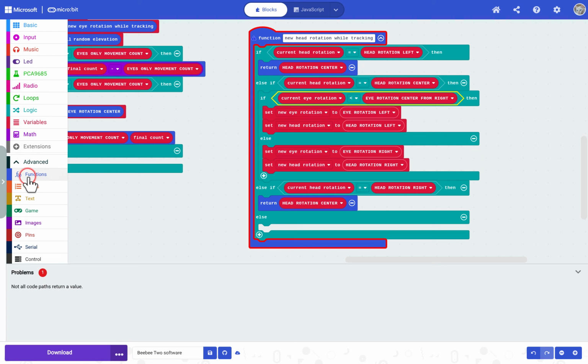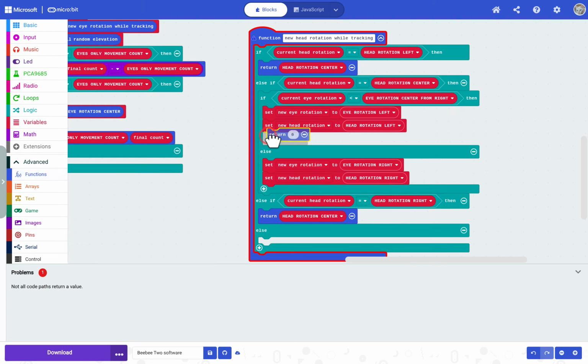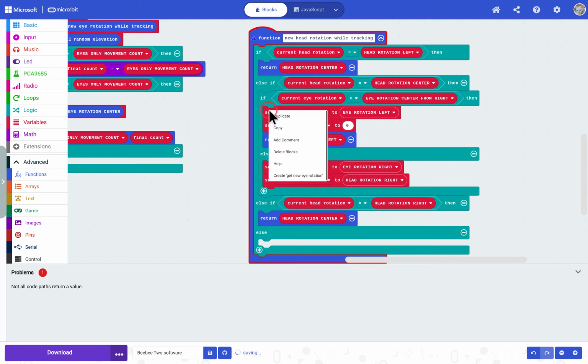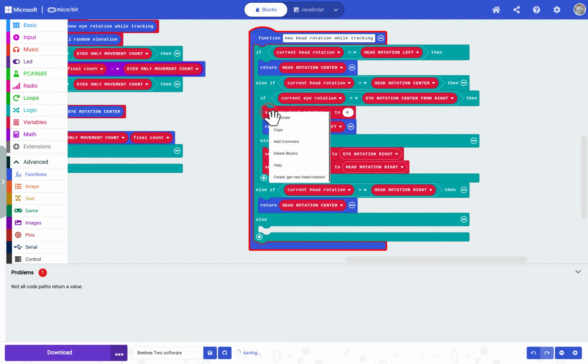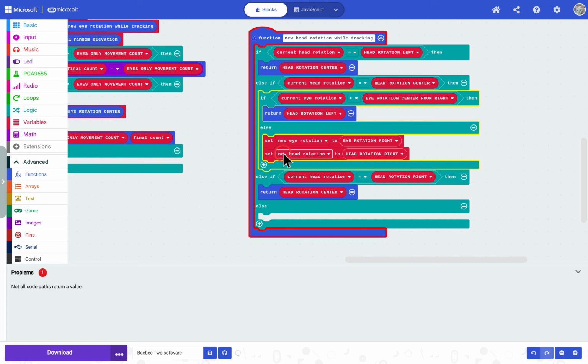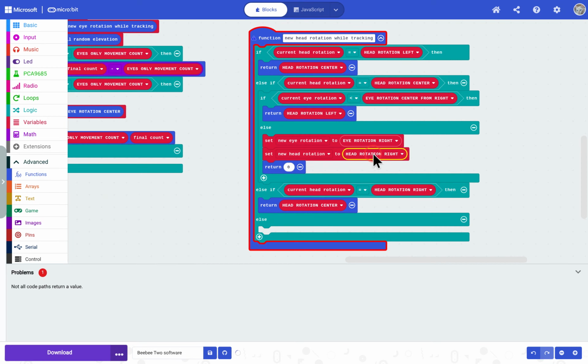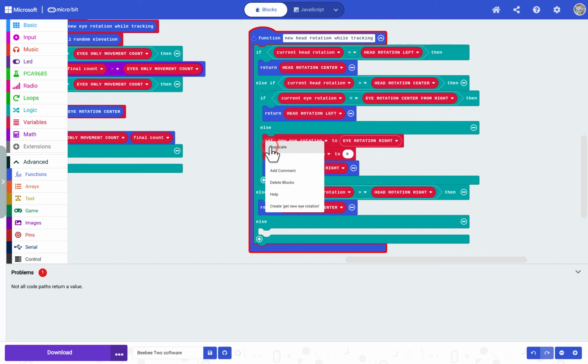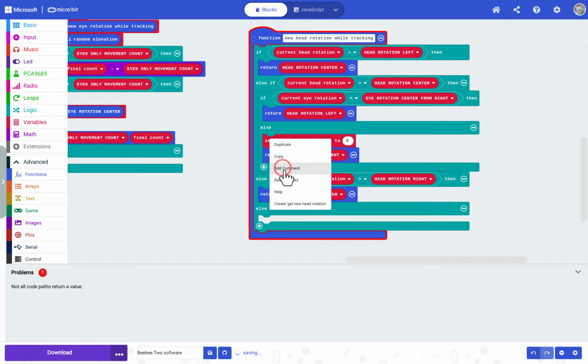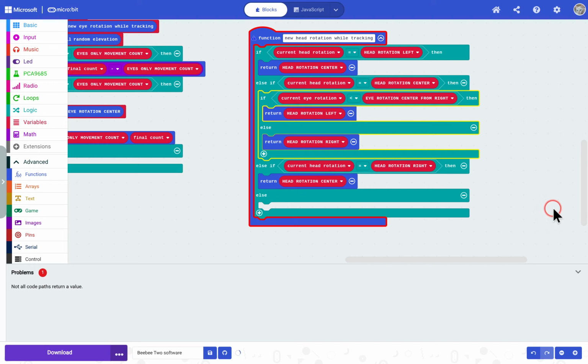Okay, let's do that. Head rotation left. Let's get rid of this. Let's get rid of this. Now we know the else will be in the opposite direction. Head rotation right. Get rid of this. Get rid of that. Okay. Now, what else? Now, if our head is left or right, we're going towards the center.